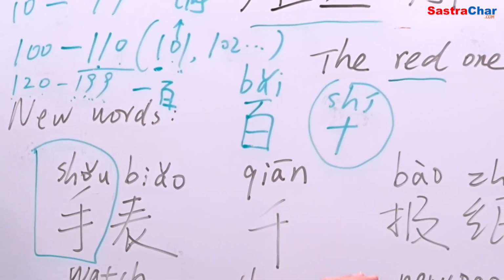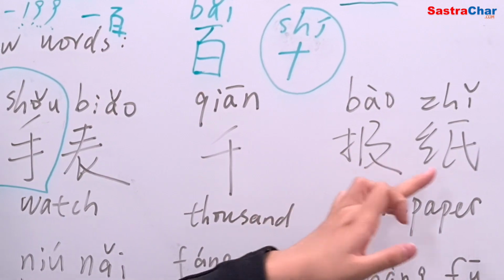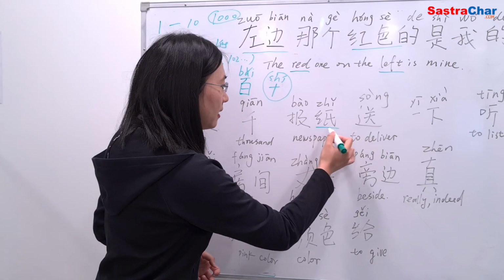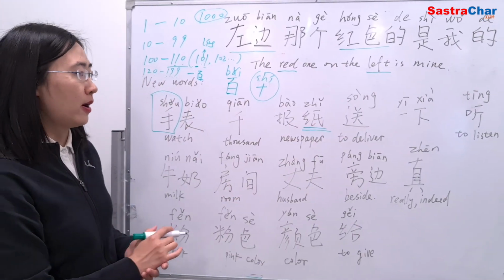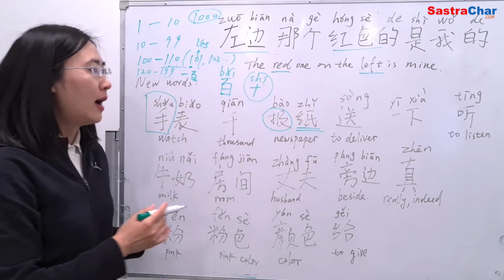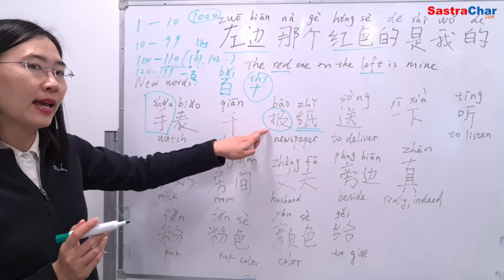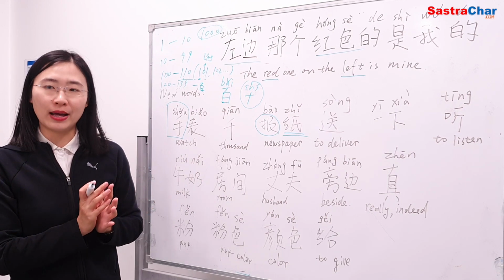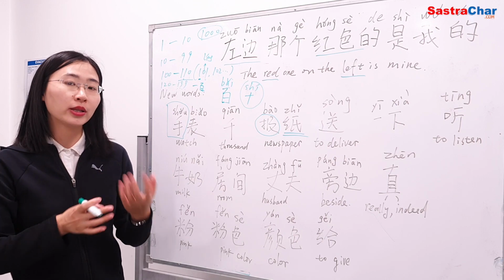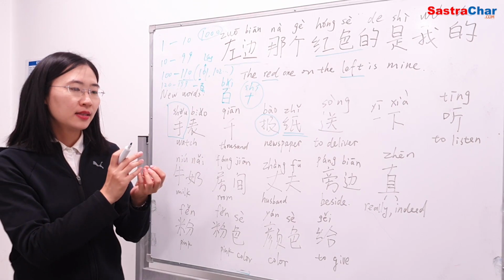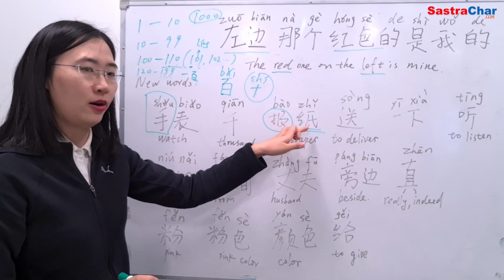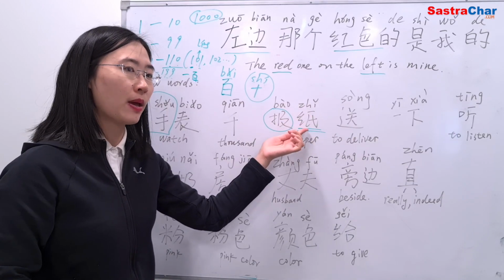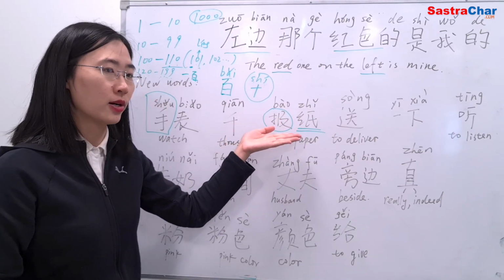Next, 报纸. Okay, 报纸 means newspaper. 纸 means paper. And 报, if you take this word individually, means to give news to others. It's actually an action. So this action of telling news to someone is recorded on the paper. It's written on this paper. So all together, these words mean newspaper.